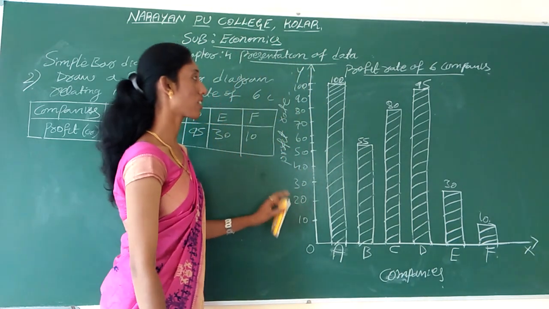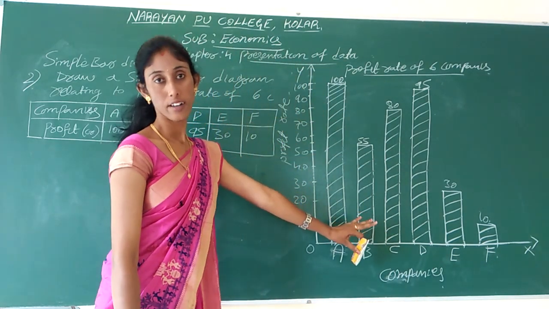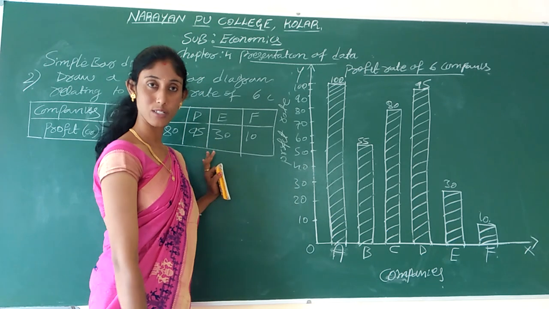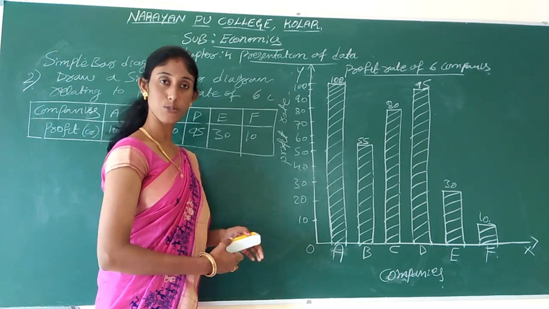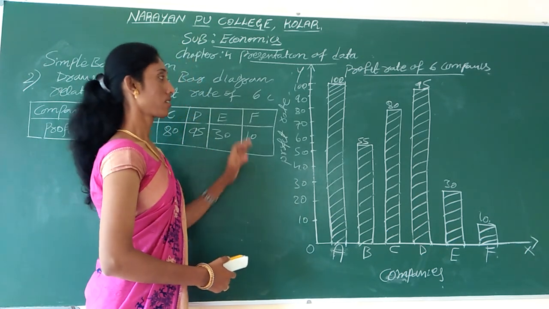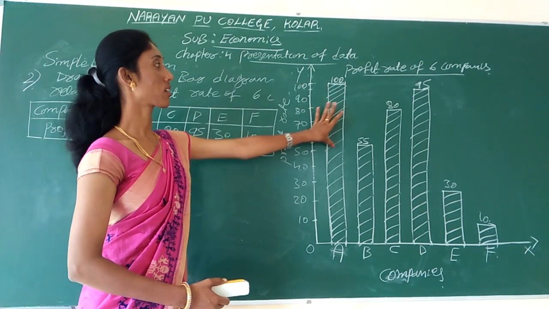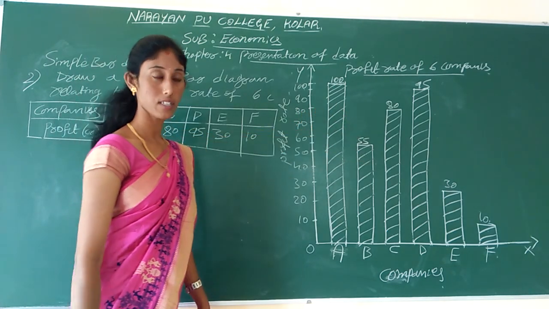This is how to construct a simple bar diagram by using the particular data. Understood, right? This is the profit rate of 6 companies.